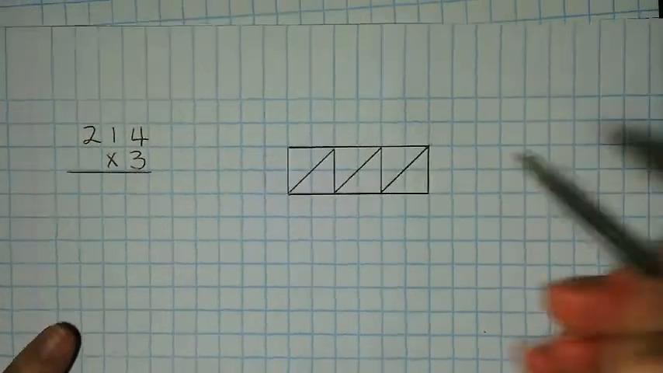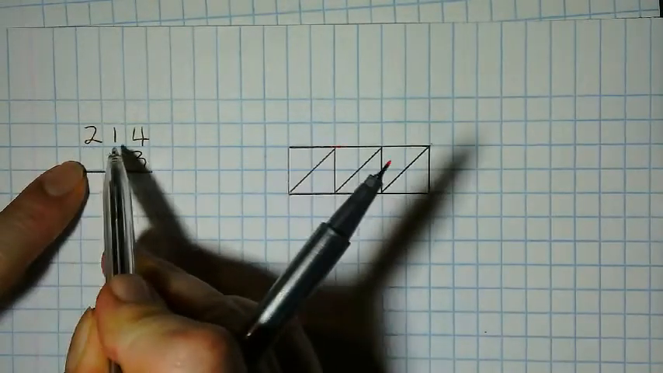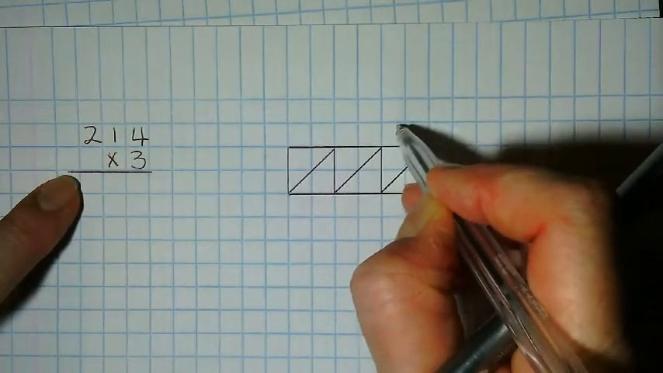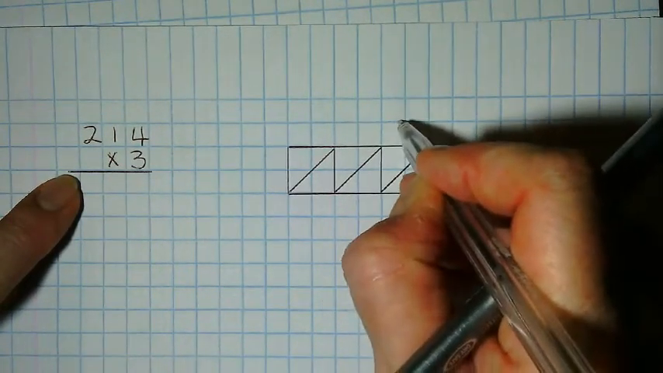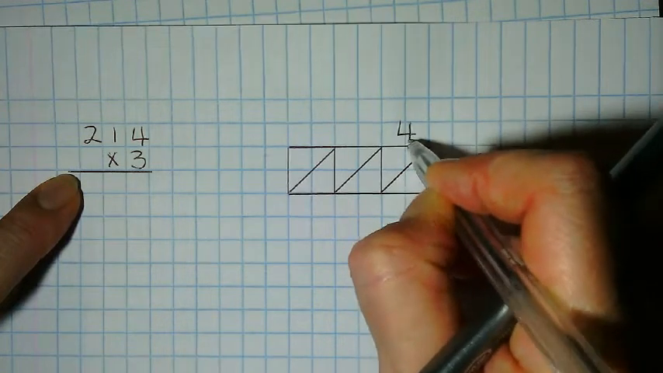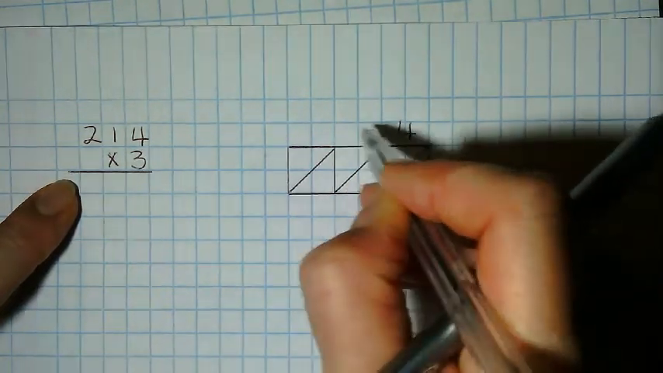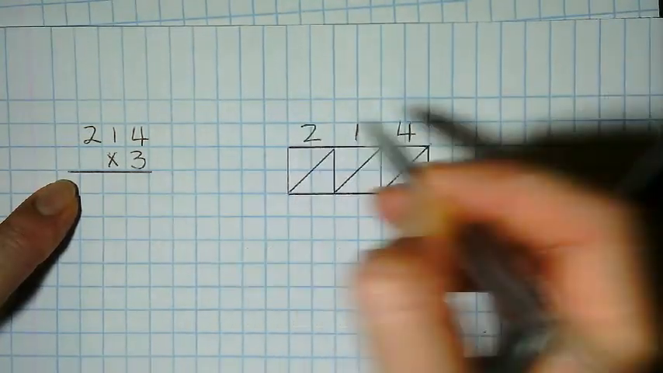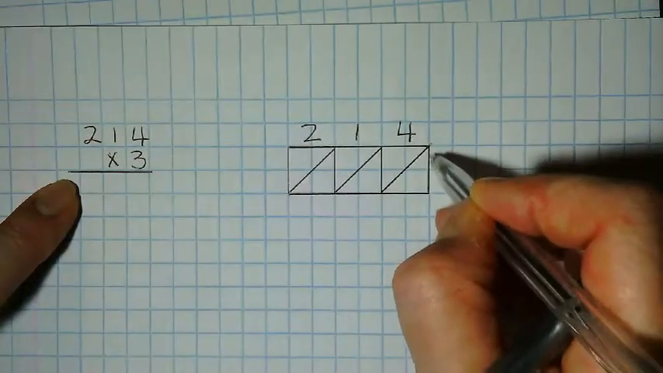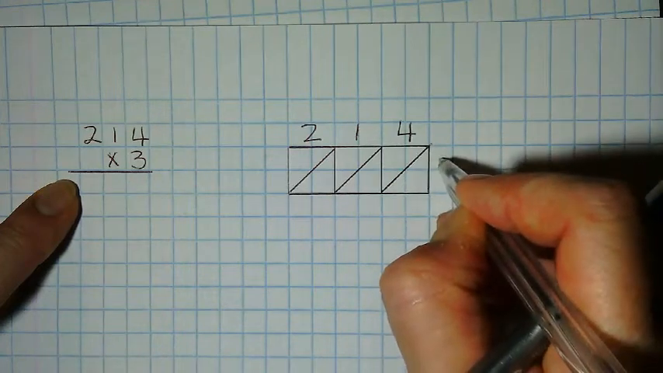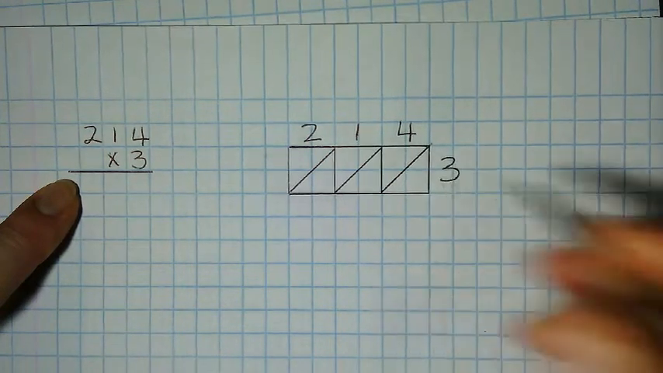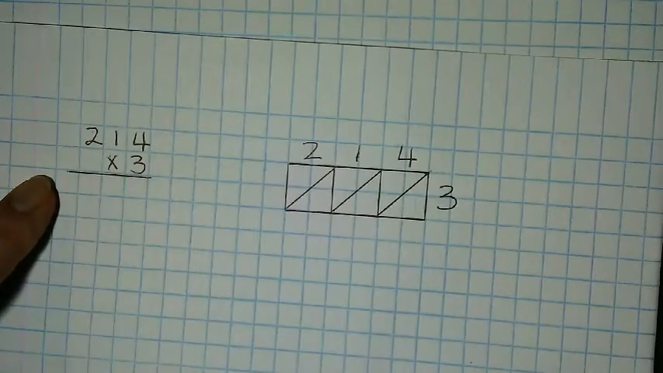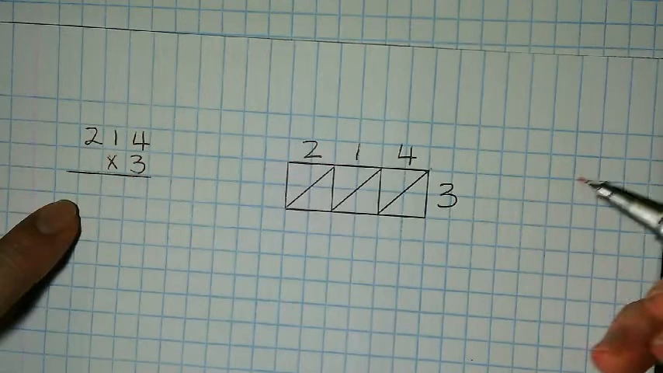Okay, now what we're going to do, the hundreds, the tens, and the units, we are going to write above every number or every block. The 2, we can start from the left to the right, or the right to the left. Then the 1 and the 4, and then on the right hand side of this square we are going to write the number that we are going to multiply with. Okay, if you're not sure, you can rewind the video and then you can look at it again.